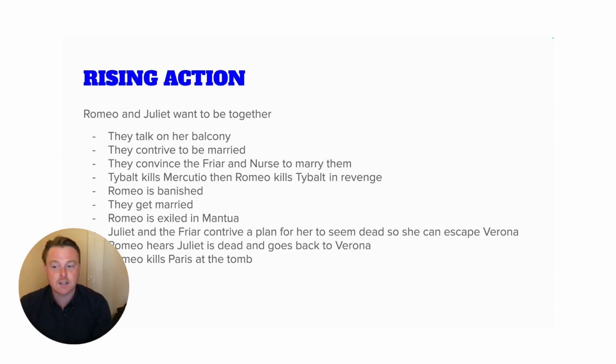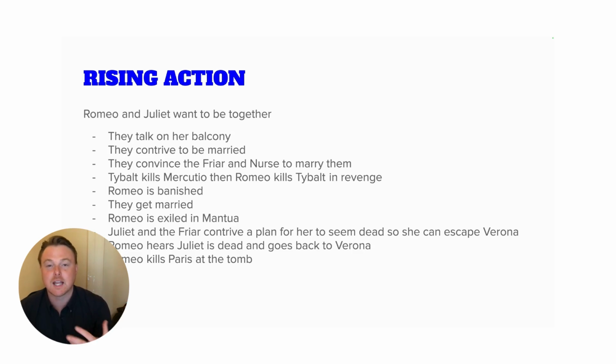Romeo is banished. They get married. Romeo is exiled in Mantua. Juliet and the friar contrive a plan for her to seem dead so she can escape Verona. Romeo hears of Juliet's death and goes back to Verona. Romeo kills Paris at the tomb, and then he sees Juliet there. He kills himself. Then she sees him and kills herself. All that is leading up to the climax.